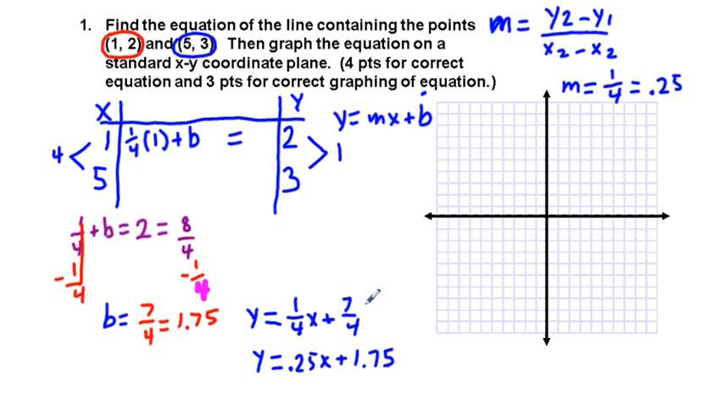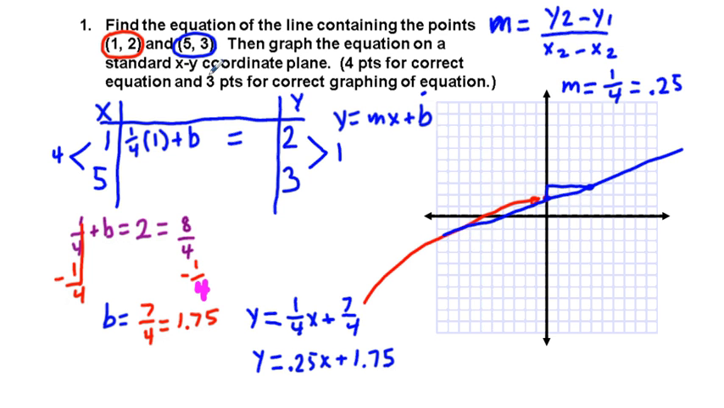To graph our equation, we start at our y-intercept of 7/4, or 1.75, which would be about right here. Then with a rise over run of 1/4, we rise 1 and go to the right 4 units: 2, 3, 4, so about right there. Then we have a line. I'm going to try to draw a freehand line here in blue. Not the greatest, but it looks something like that.